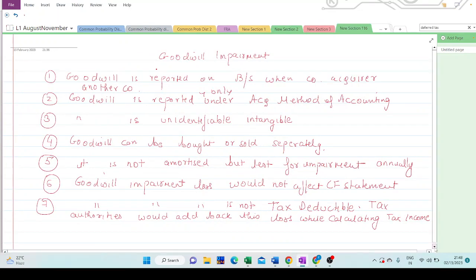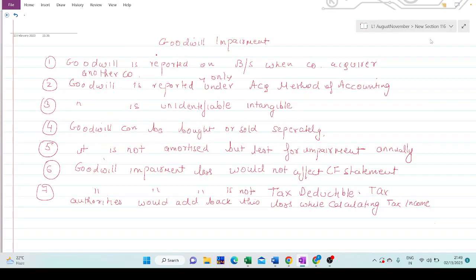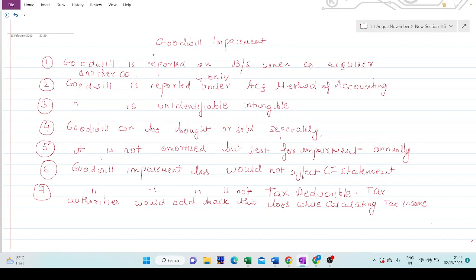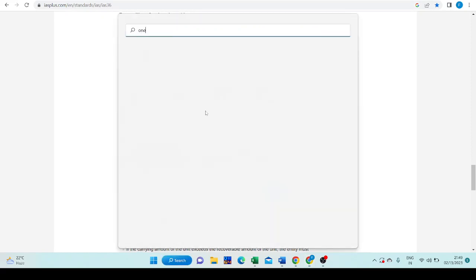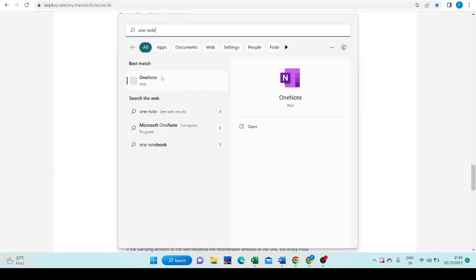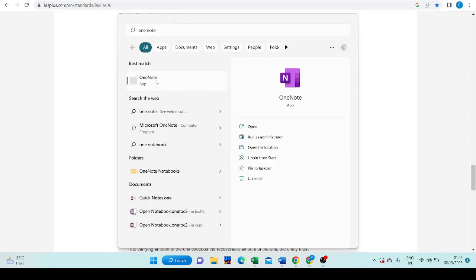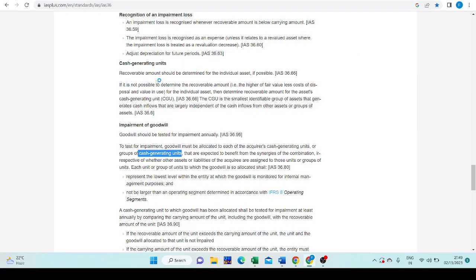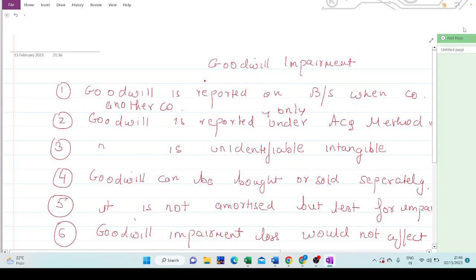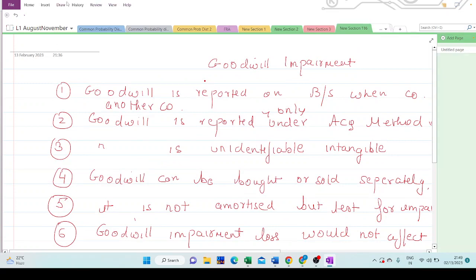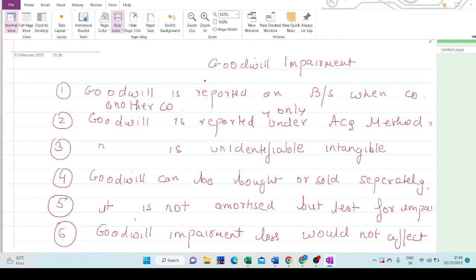Just a second, एक second, I have to restart OneNote एक बार. Just a second. So first, we have a very scary definition before us. So we'll first understand this definition.